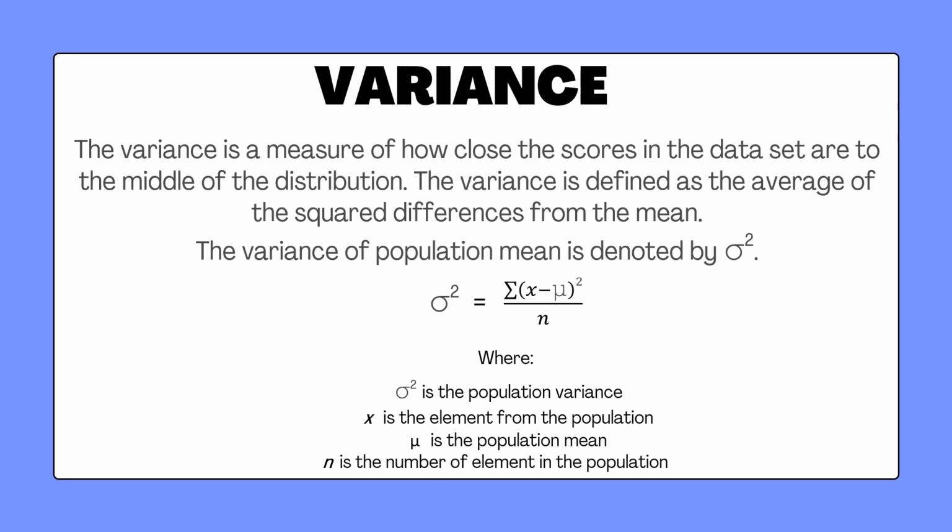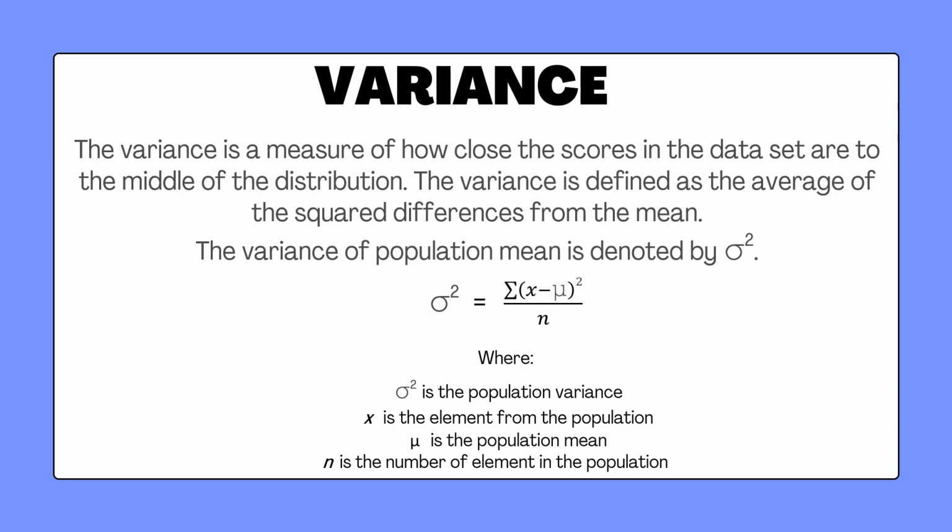The variance is a measure of how close the scores in the data set are to the middle of the distribution. The variance is defined as the average of the squared differences from the mean. The variance of population mean is denoted by sigma squared. The formula for population variance is sigma squared is equal to the summation of x minus mu squared all over n, where sigma squared is the population variance.